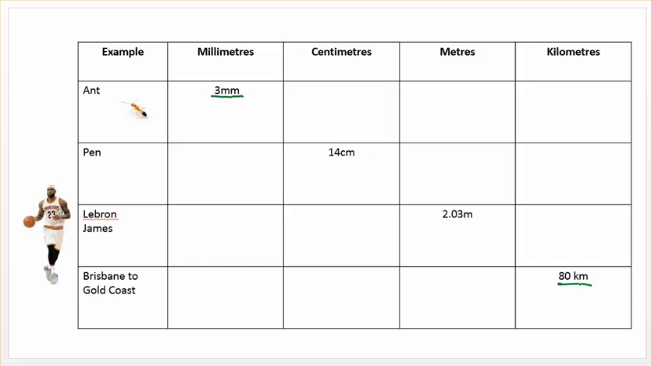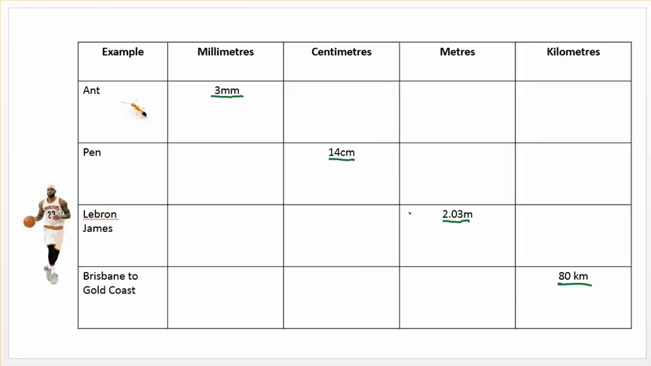So for example, the distance between Brisbane to the Gold Coast, if you're driving by car, about 80 kilometres. LeBron James, we give that in metres. The height, it's pretty common. And like a pen or a pencil, 14 centimetres. So the measurement unit you use relates to the size of the object.